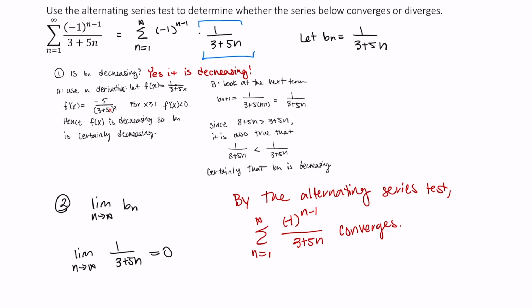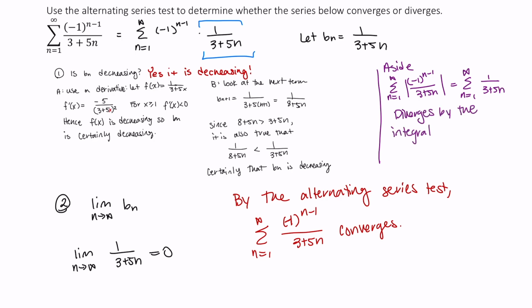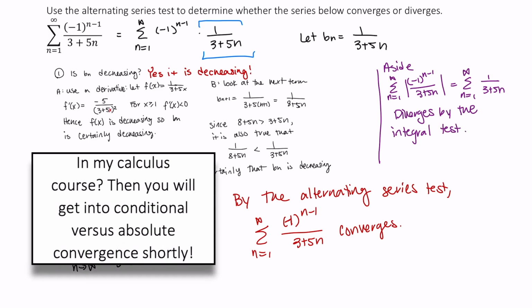And then really quickly as an aside, if we take a look at this series, that is the absolute value of our original series, we end up with the sum from 1 to infinity of 1 over 3 plus 5n, and this will diverge by the integral test, which I'm not going to show in this video. But I bring that up to show that this series is not absolutely convergent, it is only conditionally convergent.